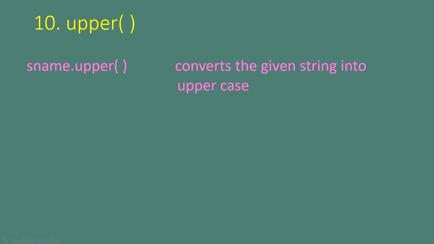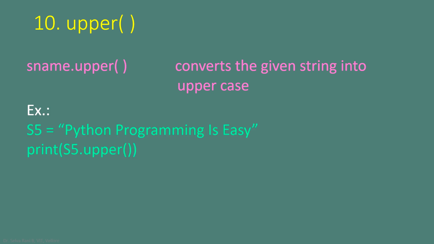Next method is upper. The upper method is in contrast to the lower method, which will convert all the characters in the given string into uppercase letters. The syntax is string name dot upper(). Let's see an example. S5 = 'Python programming is easy', and let's try to print what the method is going to produce, S5.upper(). Here all the characters are displayed in uppercase letters.